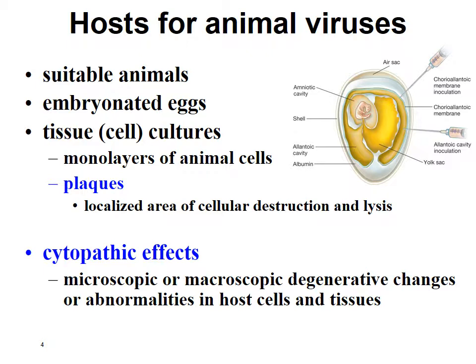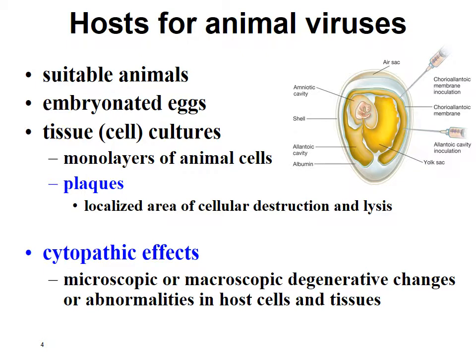Some viruses reproduce only in certain parts of the embryo, so the specific virus has to be injected into the proper region. More recently, animal viruses have been grown in tissue or cell culture on layers of animal cells. And this technique is made possible by the development of growth media for animal cells and by the use of antimicrobial agents that prevent bacterial infection and fungal contamination.